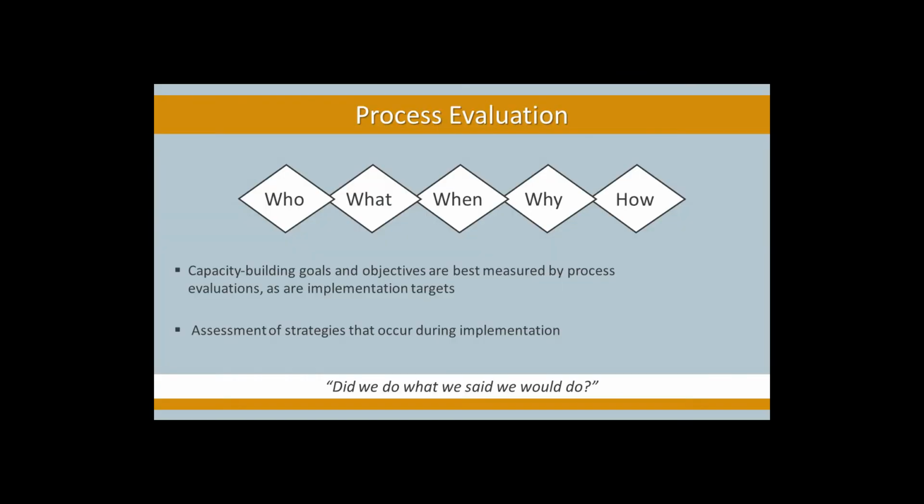Process evaluation measures the activities and actions you took to implement the strategies that will help you meet your goals. Essentially, the who, what, when, why, and how. Some examples of the process evaluation tools that could be used are attendance lists, meeting minutes, strategy or activity checklists. Capacity building goals and objectives are best measured by process evaluations, as are implementation targets.